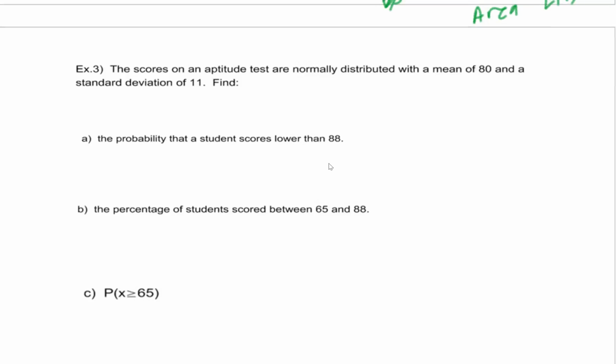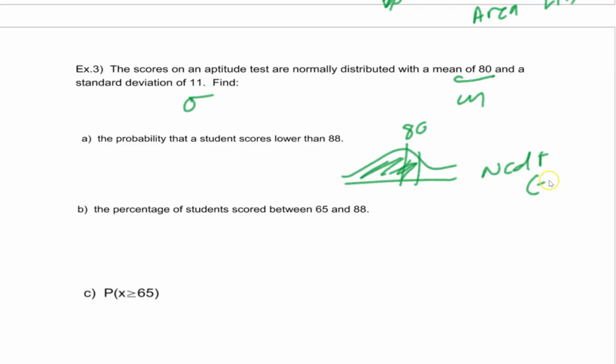So another one real quick. The scores on aptitude tests are normally distributed with a mean of 80 and a standard deviation of 11. What's the probability the student score is lower than 88? So I'll just draw it. I'm going to save you some time. Here's 80, score less than 88. Normal CDF, negative E99 to 88, and then put the mean and standard deviation.